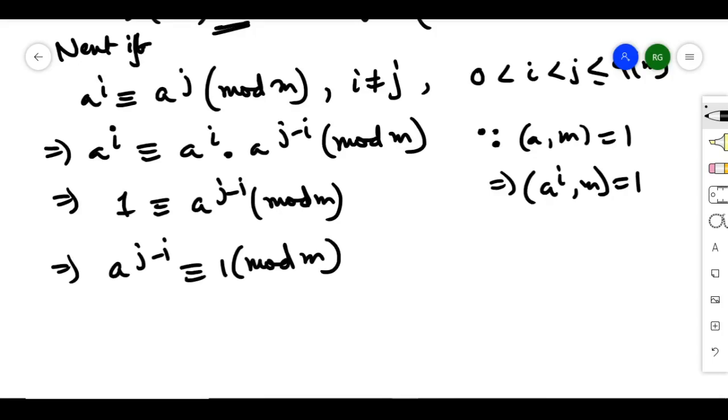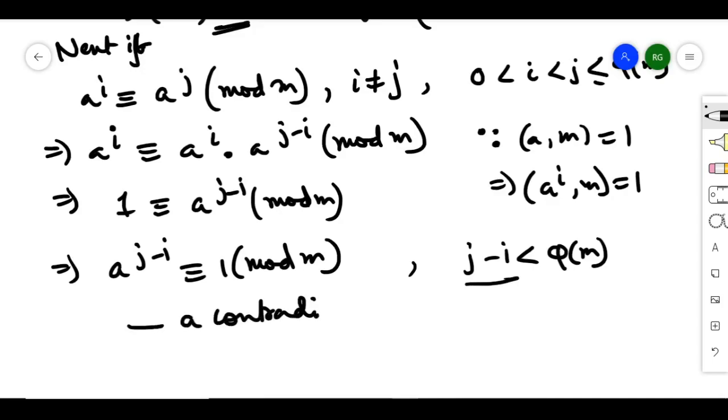Okay, j minus i is less than phi m. As we had that a is a primitive root mod m, the order of a is exactly phi m, but j minus i is an integer which is strictly less than phi m. So we have a contradiction, because for no positive integer less than phi m can we have this congruence.